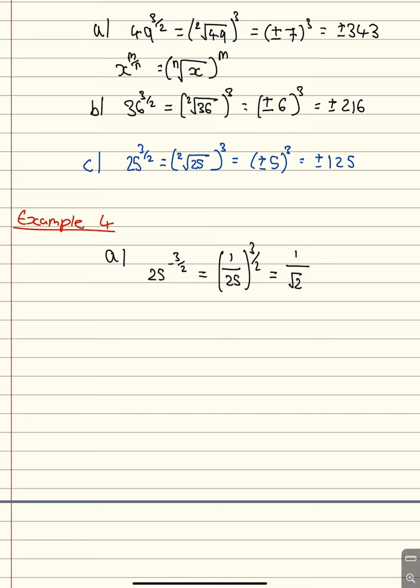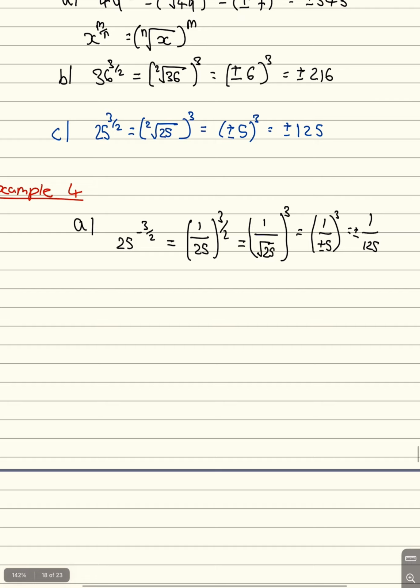So we've got 1 over the square root of 25 all to the power of 3. So 1 over plus or minus 5 all to the power of 3 is equal to, well, plus or minus 1/125th. And that's our answer.